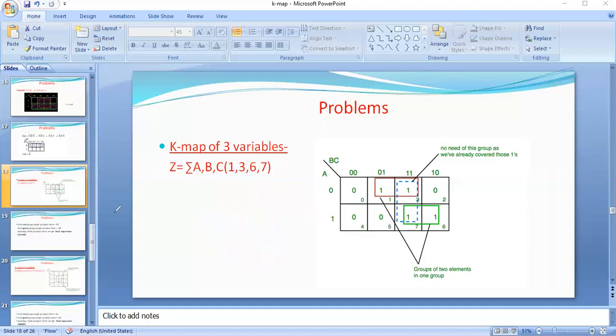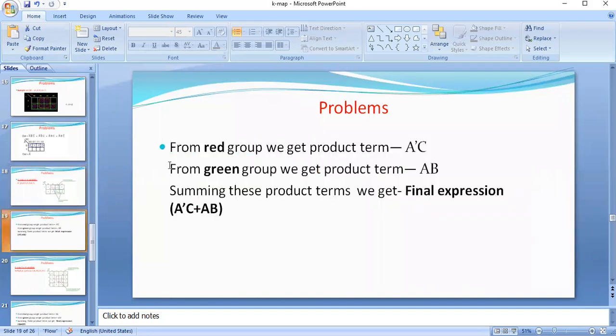So what is the final expression? See here, the red group is A bar C and the green group is AB. So the final expression is A bar C plus AB.